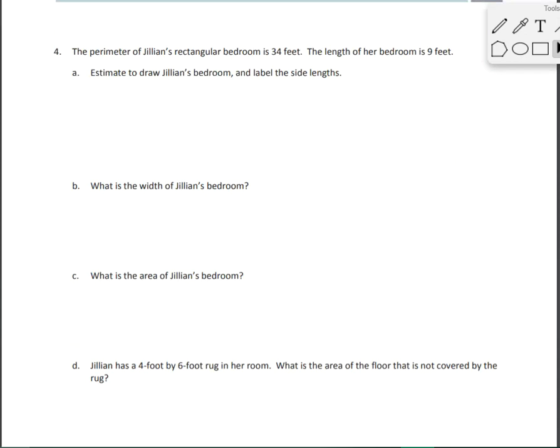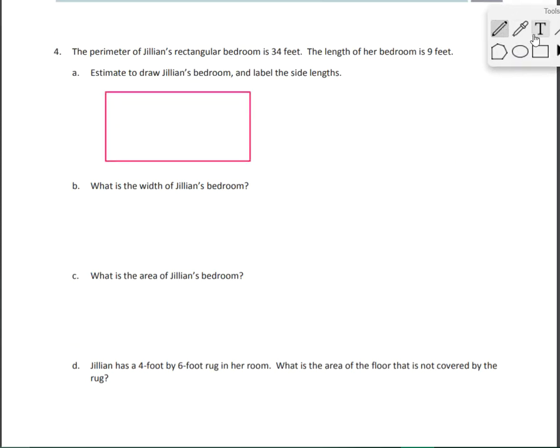All right, the perimeter of Jill's rectangular bedroom is 34 feet. Perimeter. So perimeter, they added all of the sides. So we want to estimate and label the side lengths. So I'm going to go to our strategy. We're going to do 34. We're going to divide it by 2.